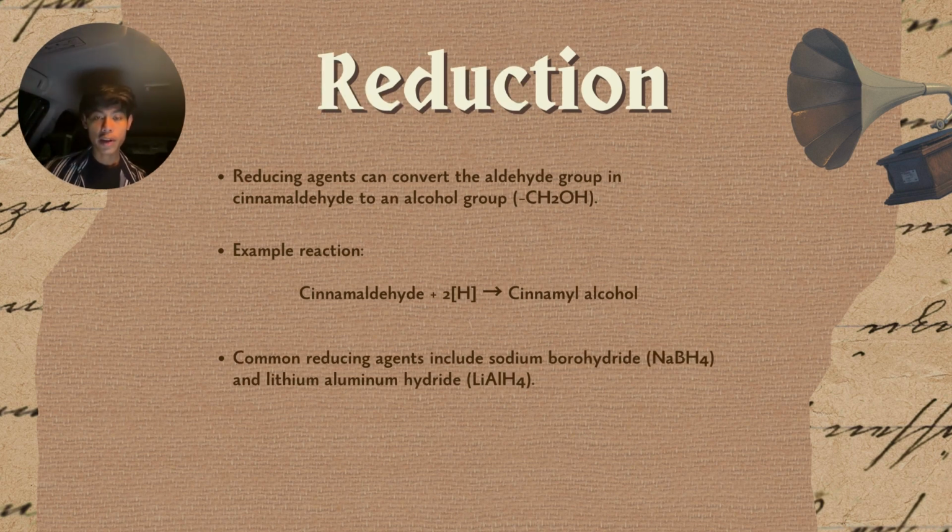The next chemical reaction of cinnamaldehyde is reduction. So as we all know, reducing agents can convert the aldehyde group in cinnamaldehyde to an alcohol group. Example reaction of this is cinnamaldehyde plus 2H equals cinnamyl alcohol. So what cinnamyl alcohol is basically, it's the alcohol form of cinnamaldehyde. Common reducing agents include sodium borohydride and lithium aluminium hydride.